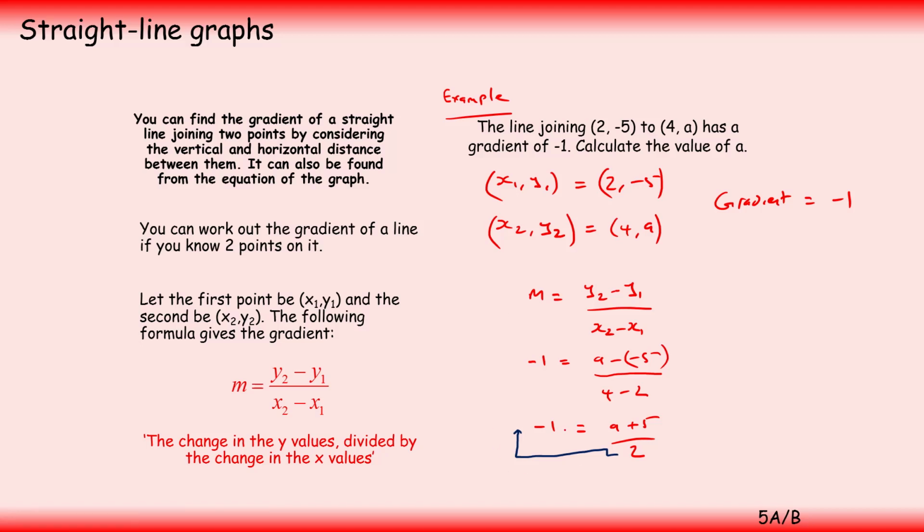Right, so 2 times minus 1 is minus 2, which is equal to a plus 5. Let's get the a on its own. We've got a plus 5 on this side, so we subtract 5 on the other side. So it's minus 2 minus 5 is equal to a, which means that a is equal to minus 7. Okay, so hit pause. Copy the example down. Once you've done that, hit play, and I've got a couple of questions for you.